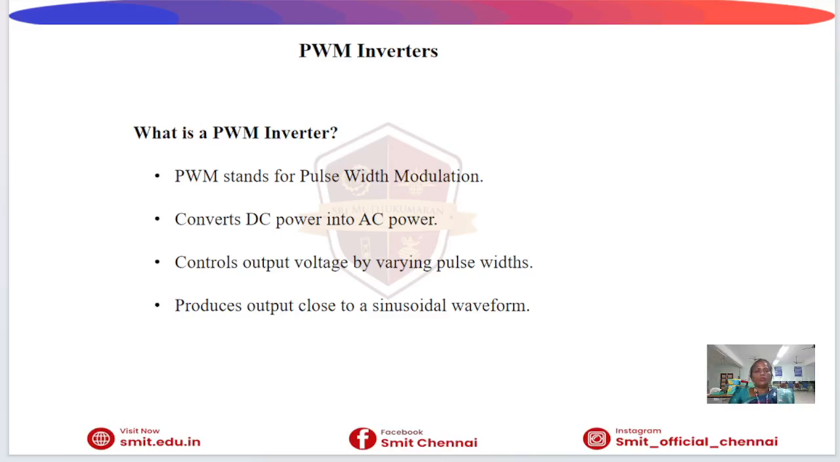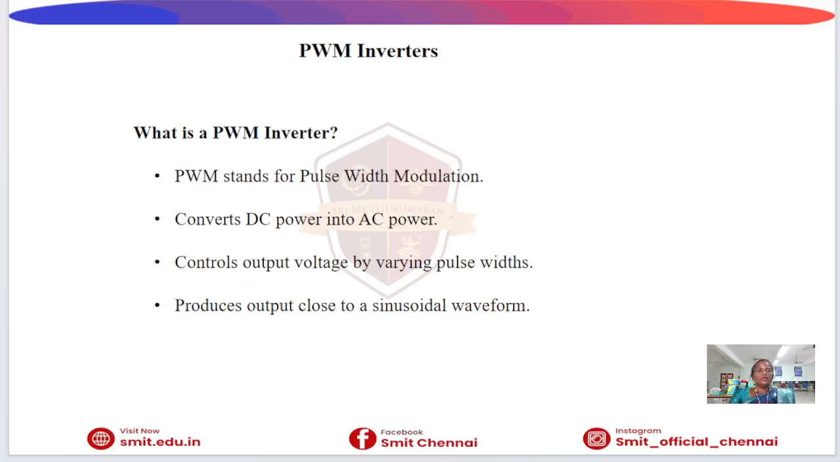What is a PWM inverter? PWM stands for pulse width modulation. A PWM inverter converts DC electrical power into AC electrical power by controlling the width of switching pulses. Instead of providing a fixed width pulse, the inverter continuously varies the pulse width according to the desired output voltage.